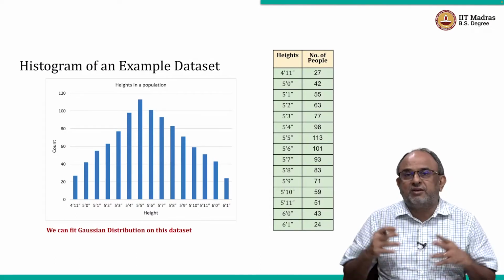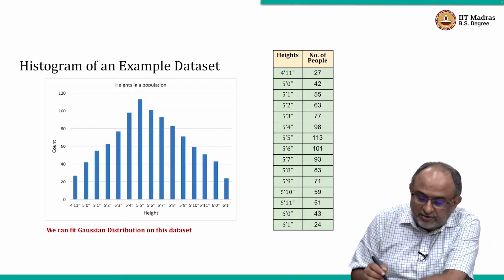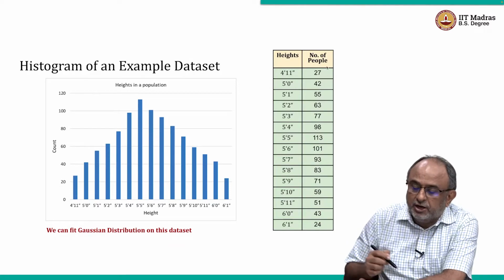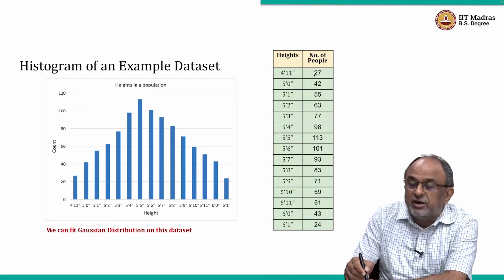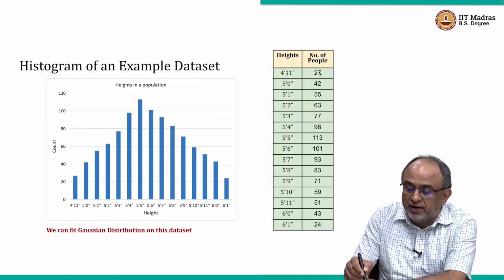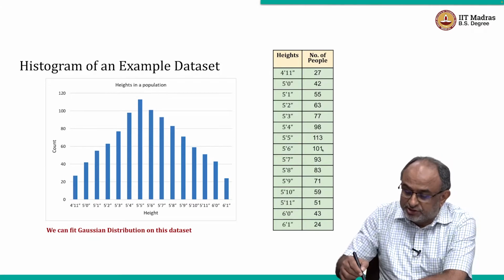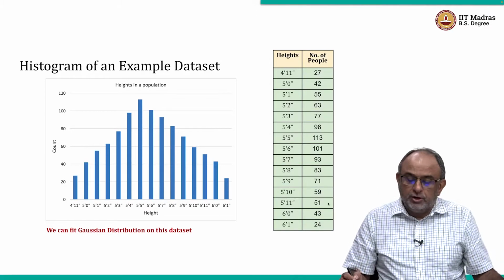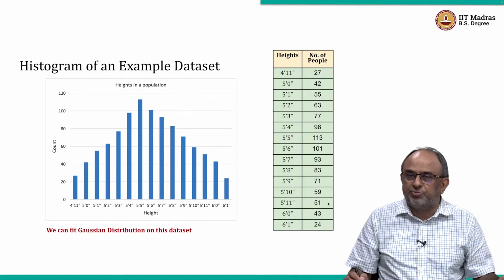Let us say I measure the heights of many people. Let us say I form some kind of a table. The height at 4 feet 11, I found 27 guys had that height. At 5 feet, 42 people had the height. At 5 feet 1 inch, 55 people had, and so I formed this table. This is one way of storing information. And you would have plotted this histogram, so to speak.